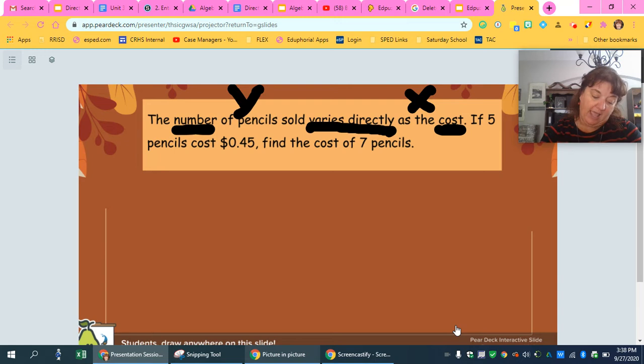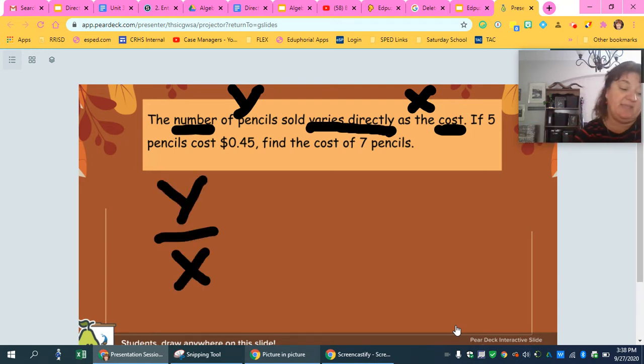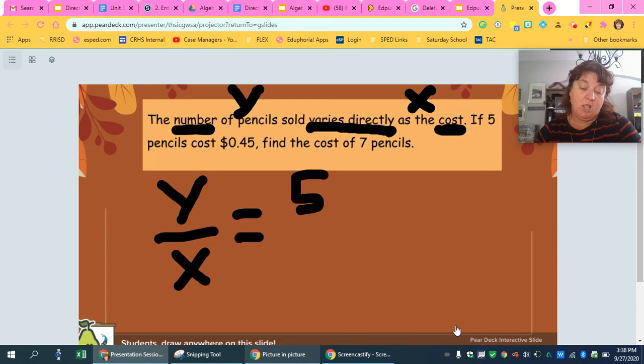So let's set it up. Remember, we do our y over x. If 5 pencils, there goes my dog again. We're going to get her to stop barking. If 5 pencils cost 45 cents, what was the number of pencils? The y. So that's going to go on top. Cost 45 cents. That cost is the x, so that's going to go on bottom, 0.45.